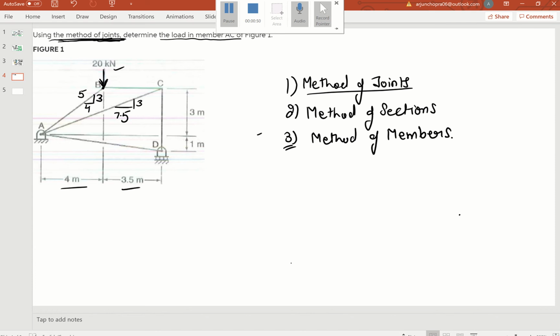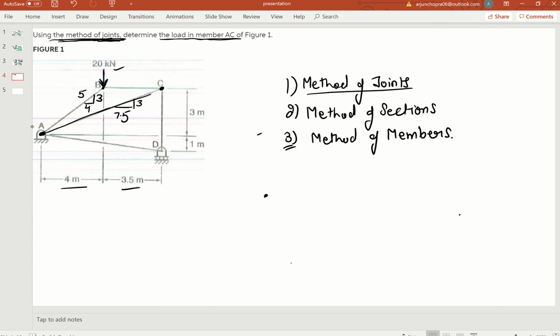In this method we draw the free body diagram about a point. For example, in this case it's been asked to determine the load in member AC. If I wanted to find the load in this member, I can draw the free body diagram about point A, or I can draw it about point C. Both will give you the right answer. Right now I'm going to try and draw the free body diagram about point C.